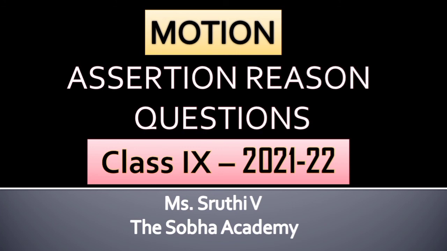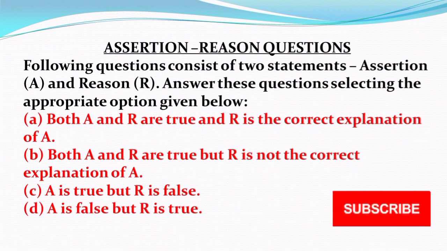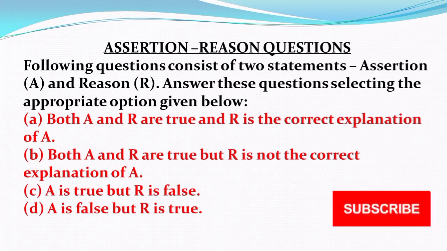So before going into the questions, let's first understand that an assertion reason question consists of two statements, an assertion which is a statement of fact and a reason which will usually be the explanation for the assertion. Four options will be given, out of which you have to select the correct option.